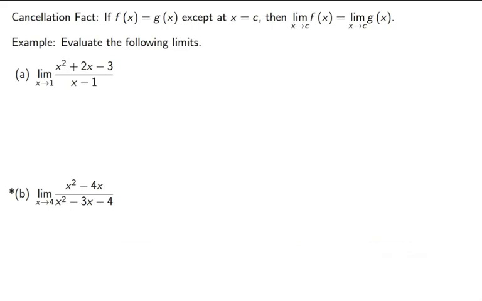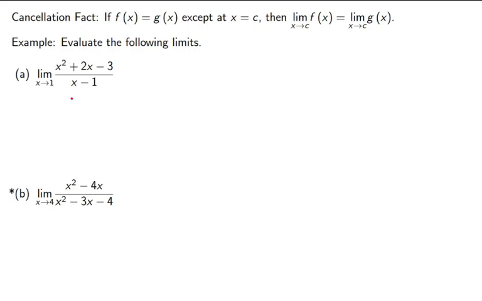The next type of problem is a little bit more complicated, and these are the ones that I was hinting at. You need to do a little more than just substitute. This is the strategy. This is what we call the cancellation fact. If two functions are the same except at one point, then they have the same limit.